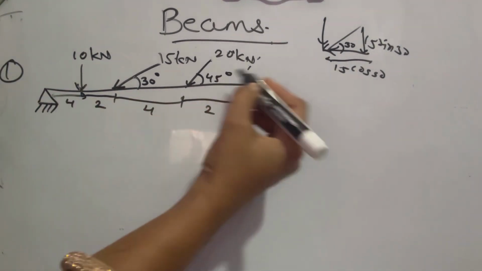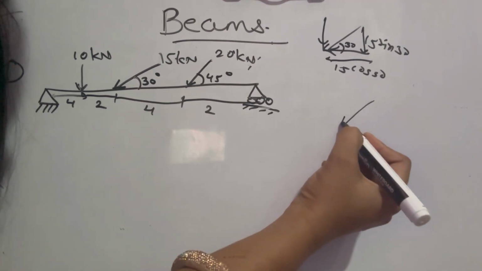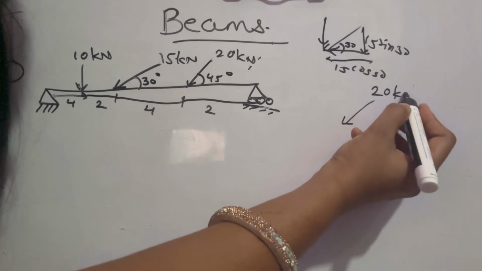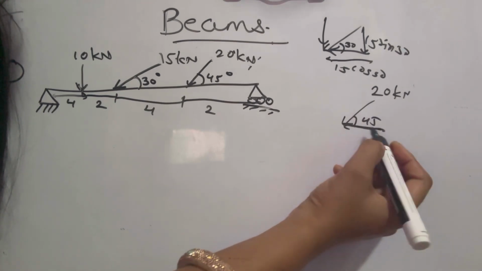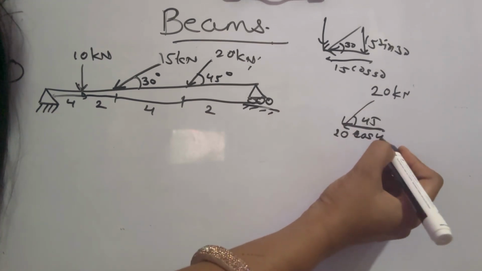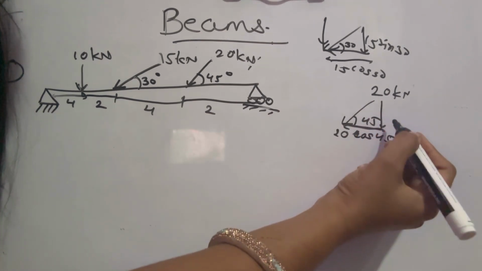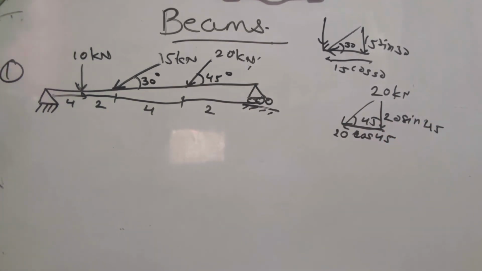Same way for this also, this is given 45 degrees, 20 kilonewton. This is 45 degrees. Okay, so the horizontal component will be 20 cos 45 and the vertical component will be 20 sin 45. Understood? We have to resolve this load in the horizontal and vertical direction.